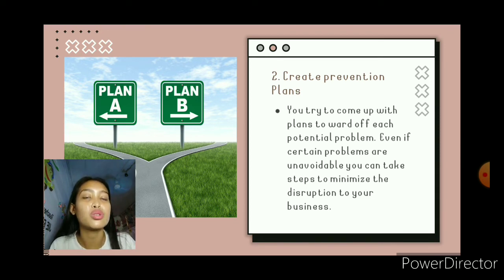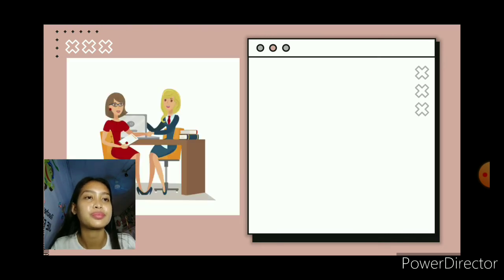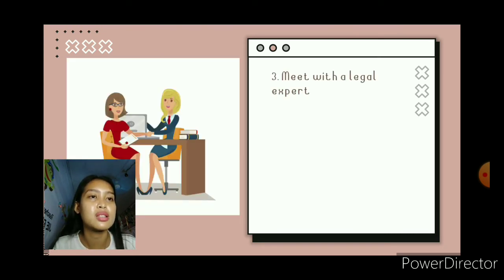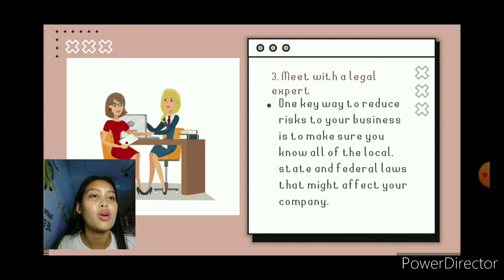So you need to have a prevention plan. Next, meet with a legal expert. One key way to reduce risk to your business is to make sure you know all the local, state, and federal laws that might affect your company. This will help you reduce the chances of government fines or employee or customer lawsuits.